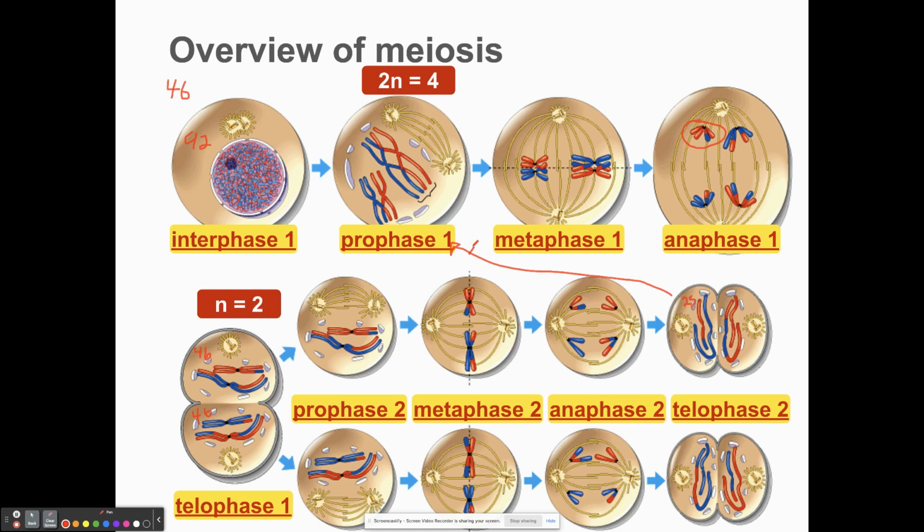Crossing over, and then the chromosomes randomly lining up in metaphase 1. So basically, it's like I shuffle the cards and then I deal them out. So when I shuffle, I change the genetic information, and when I deal them, it's another change of the genetic information.